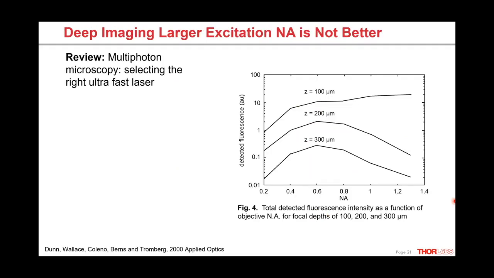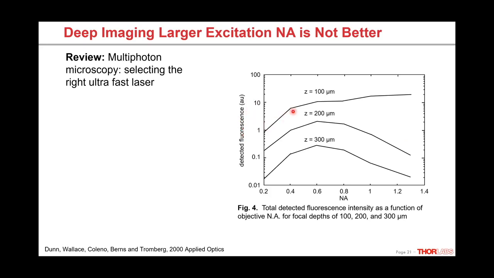This was reviewed in the previous talk in this series on multiphoton microscopy on how to select the right ultrafast laser. For multiphoton imaging, I highly recommend you go back and review that talk. Here they describe this effect from a paper by Don Wallace, Colonel Burns, and Tromberg. They demonstrate here that the excitation numerical aperture has limits when imaging deep. On the y-axis of this graph is detected autofluorescence, which you can think of as a proxy for focal spot size. The smaller the spot size in multiphoton imaging, the brighter the fluorescence.